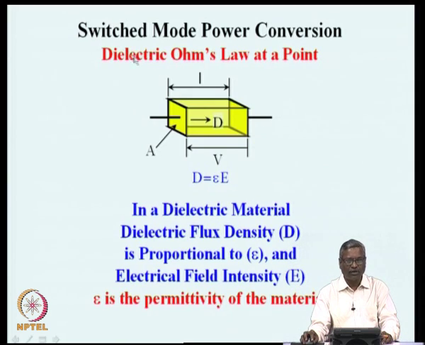And we might also look at the dielectric Ohm's law at a point, as the dielectric flux density D is a product of the permittivity of the material epsilon multiplied by the electric field intensity E. This product, D equals epsilon times E, is for dielectric materials, and it can be stated as: in a dielectric material of permittivity epsilon, an electric field intensity of E will result in a flux density of D. Epsilon is the permittivity of the material.